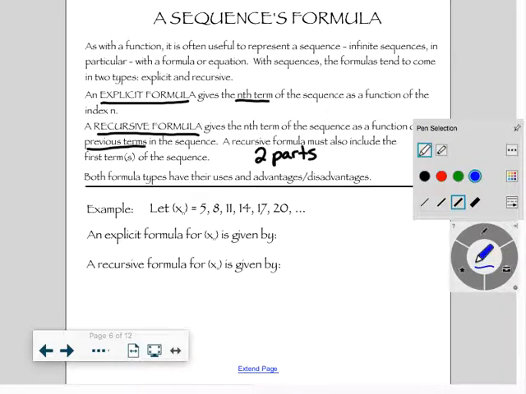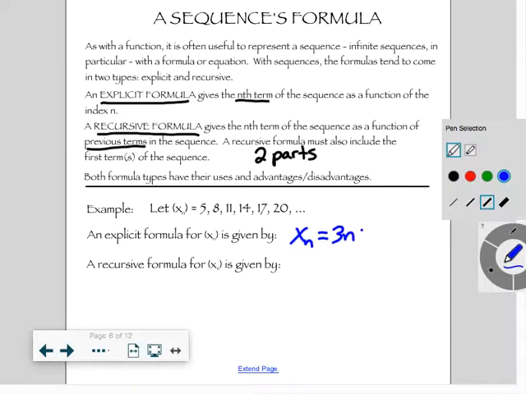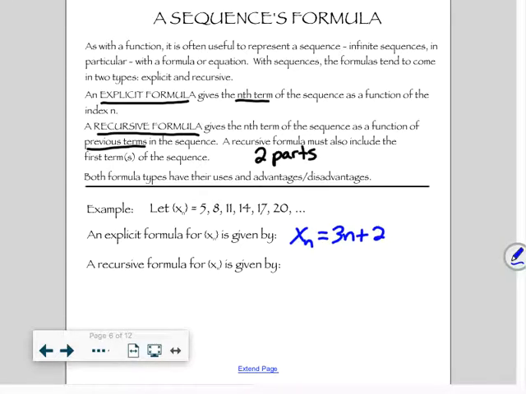Alright, so in our same example, the explicit formula for x of n, we already did that one. It was 3n plus 2. So that's explicit. If I want a recursive, it has 2 parts. I have to tell somebody what's the first term. So we write x of 1 equals 5.